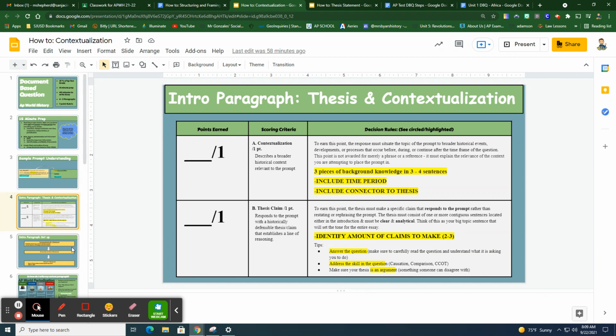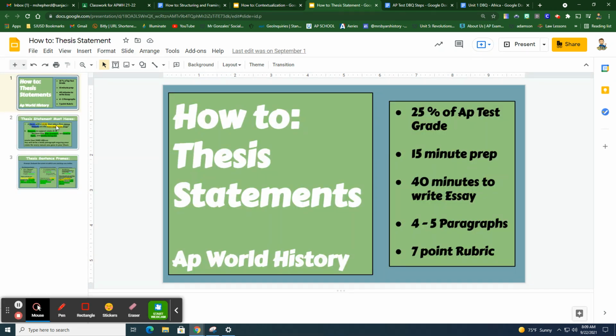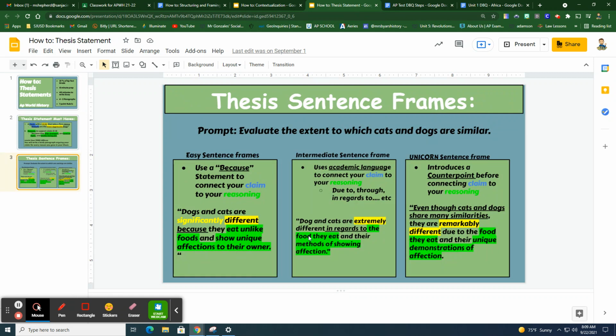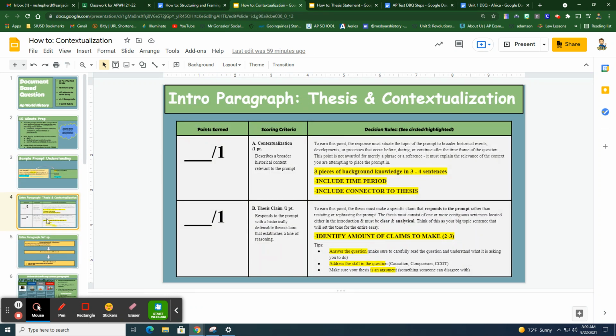We've already gone over your thesis in class. Go back and refer to the slideshow on how to write a thesis statement. Remember, there are 3 different ways. Each way will get you a point. The third way is that unicorn point, and the first 2 ways are just your normal thesis point. Again, I don't go in depth into the unicorn point, but if you want to go into your resources tab, open up How to DBQ and read through it, you totally can. We'll be going over it Friday.